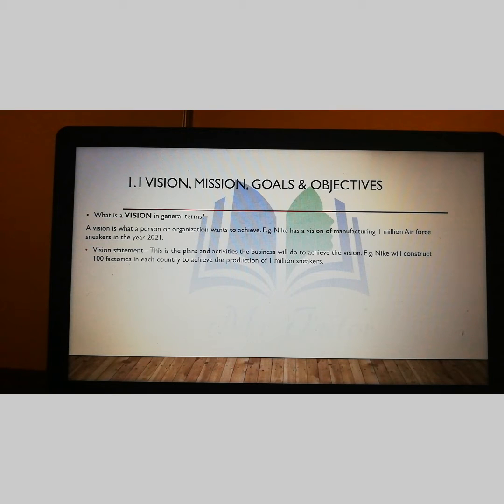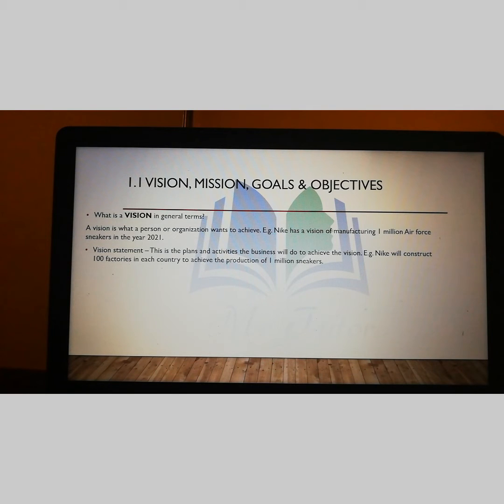So it's a vision that Nike has to manufacture 1 million Air Force sneakers in the year 2021. Now, the vision statement is the plan and activities the business will do in order to achieve the mission. So a vision is what the organization wants to achieve, and the vision statement is the activities that the business will do in order to achieve that particular mission. Now, another example of a mission statement is Nike will construct 100 factories in each country to achieve the production of these 1 million sneakers.